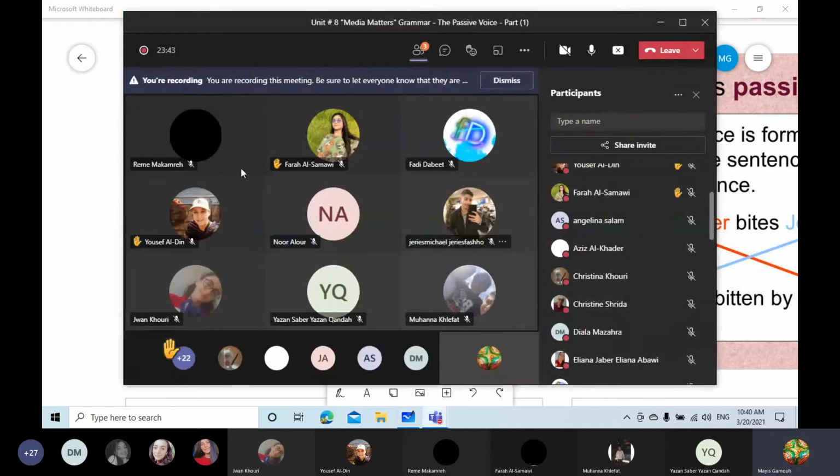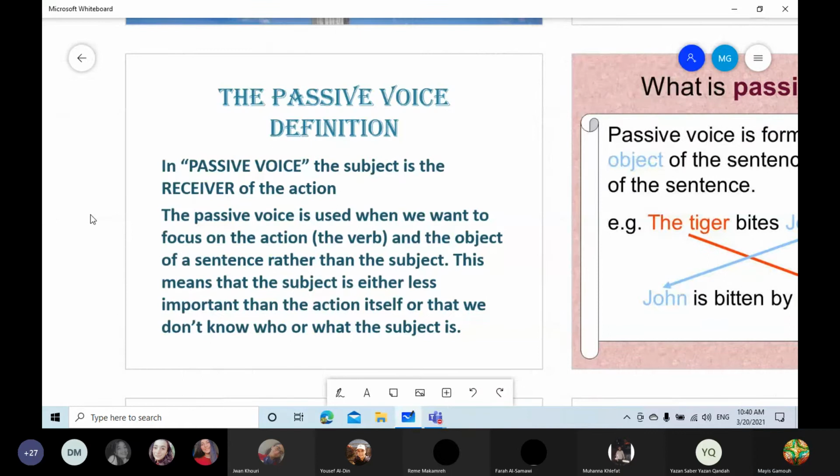Let me see here. Yusuf, يلا يا Yusuf. Okay. The passive voice definition. In passive voice, the subject is the receiver of the action. The passive voice is used when we want to focus on the action, the verb, and the object of the sentence, rather than the subject. This means that the subject is either less important than the action itself, or that we don't know who or what the subject is. Thank you, dear. All right, let's go back.